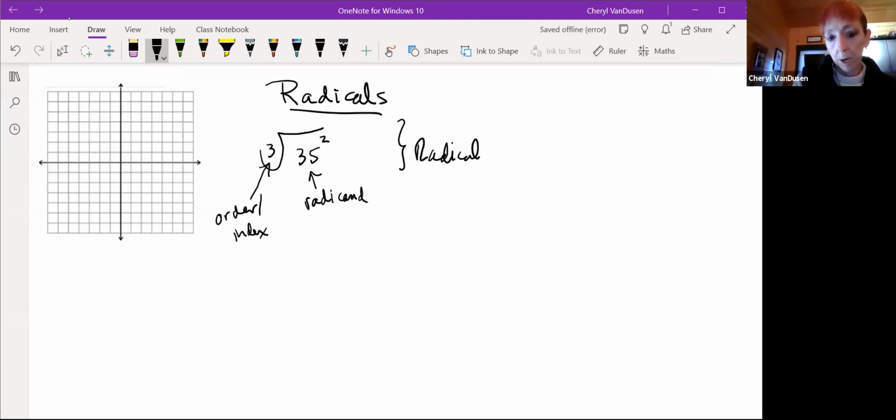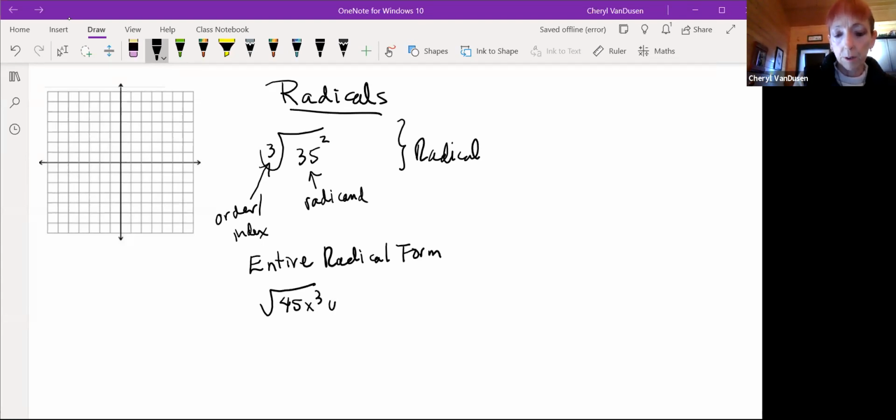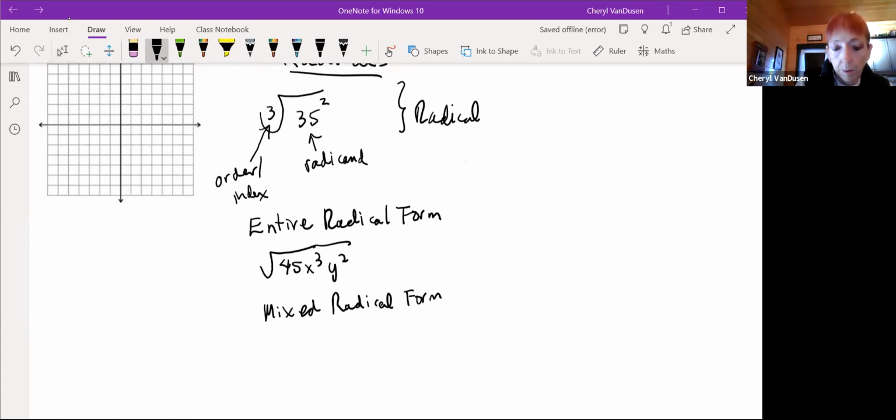And there are 2 ways we write radicals. We write them in entire form, entire radical form. And that would look like something like the square root of, say, 45 x cubed y squared. That would be something that would be entire radical form. And then mixed radical form is where we would have something out front. And so it might look like this: 2xy times the cube root of 2xy.